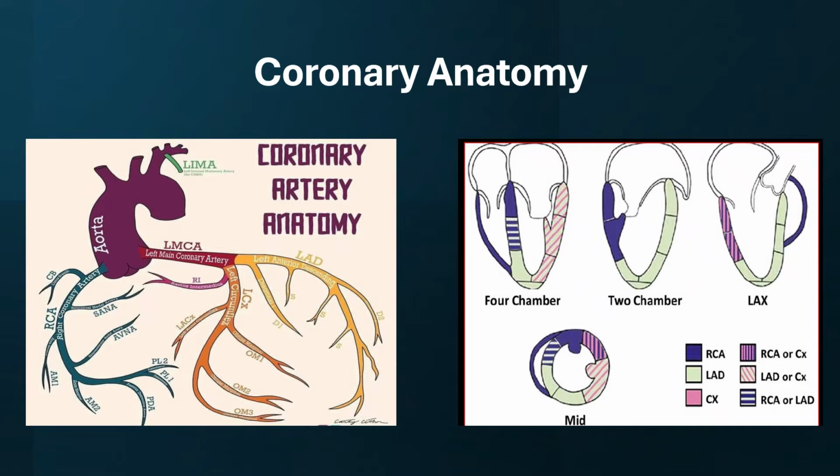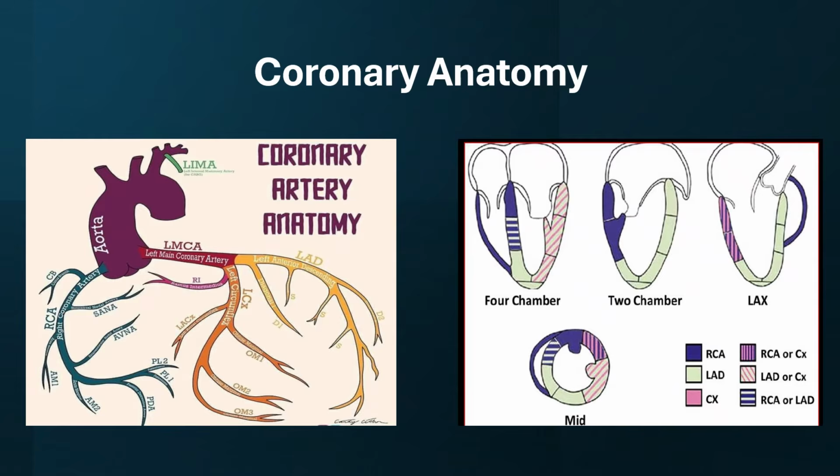You have 4-chamber view on the left, 2-chamber view in the middle, and long axis or 3-chamber view on the right. You have a mid-papillary view on the bottom left. You see that the free wall of the right ventricle in the 4-chamber view is supplied by the RCA. The base of the interventricular septum is supplied by the RCA. Mid-papillary level of the interventricular septum here in the 4-chamber view is either supplied by the RCA or LAD. And the apical part of interventricular septum is supplied by the LAD.